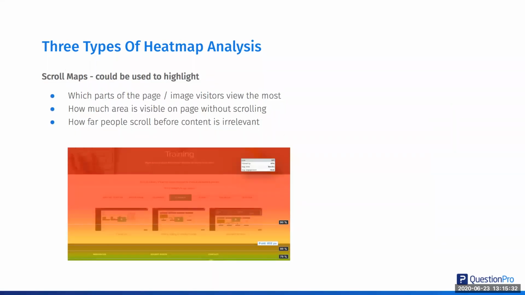Then there are scroll maps. This is a little bit more specific, and this is really more for web pages, but what this does is highlight what part of a page or an image visitors view the most. Additionally, it helps researchers understand how much of the screen is visible without having to scroll, or how far people are willing to scroll before leaving the page. Like, how much of the page are they willing to look at before their interest is no longer there.